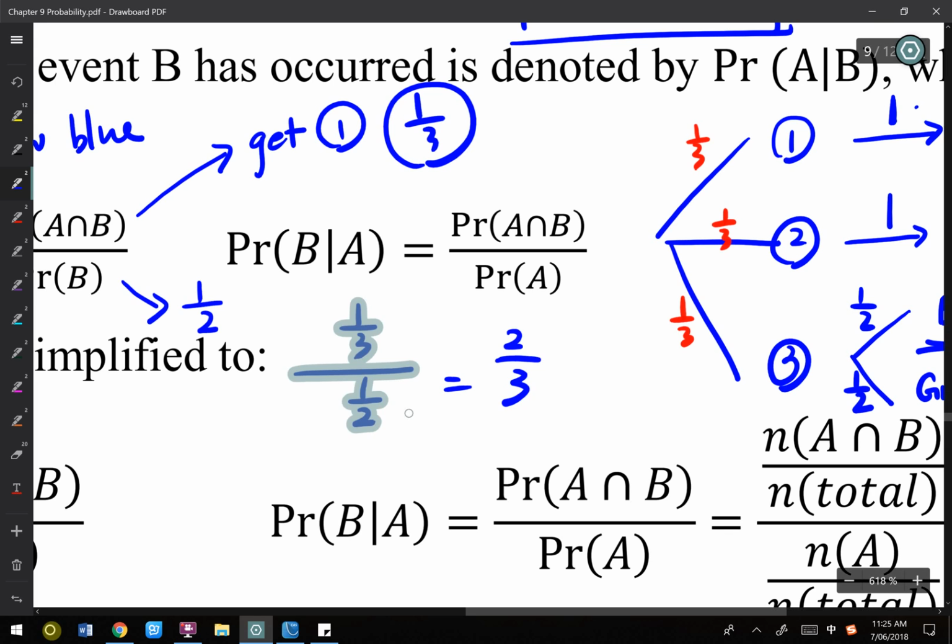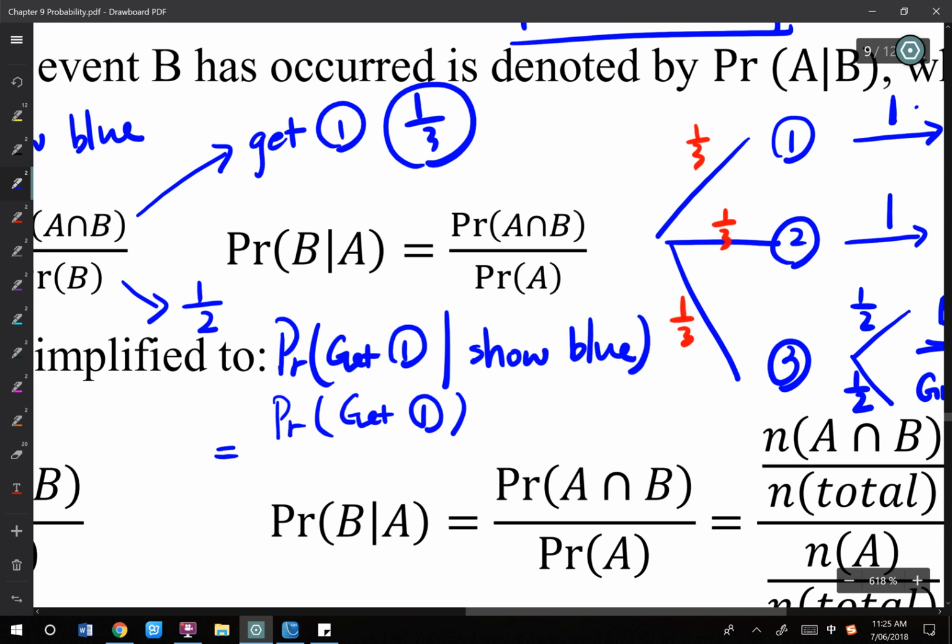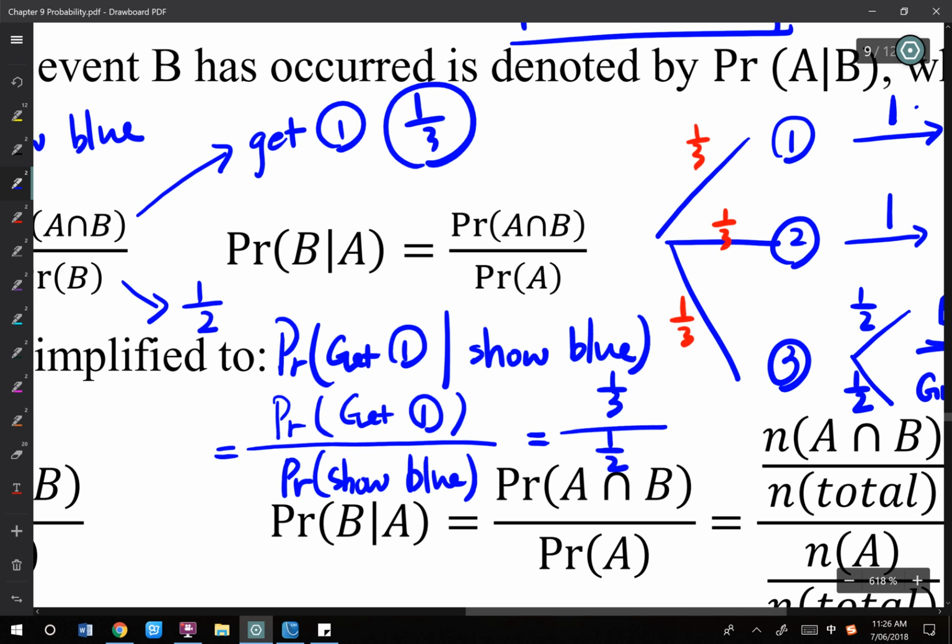So how can I write this? I will write this as the probability of get 1 given that show blue. That equals the probability of still get 1, because if you get 1, you definitely show blue. So the probability of getting 1 over the probability show blue, by the formula A intersects B over the probability of B. Get 1 is a third, with no information, just want to get card 1, that's a third of the probability. Over a half, which is the probability you can show blue. And now that's 2 on 3.